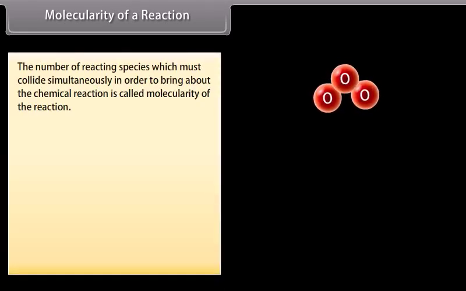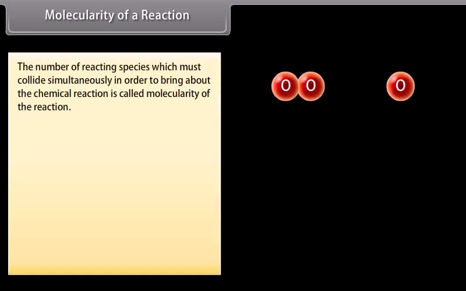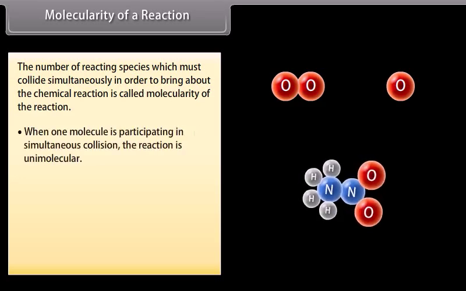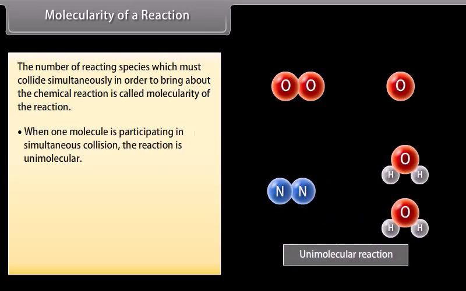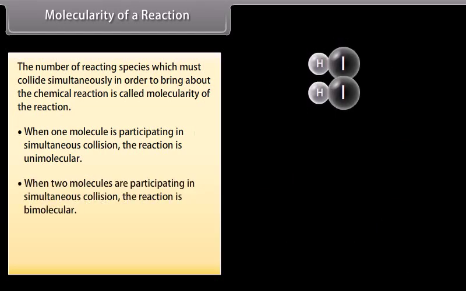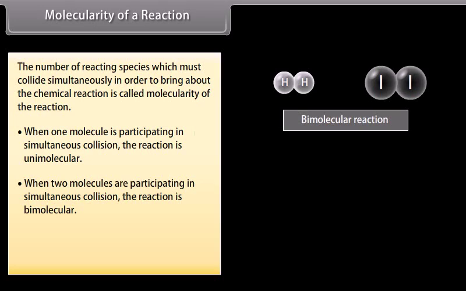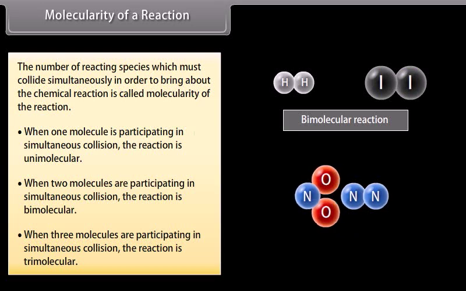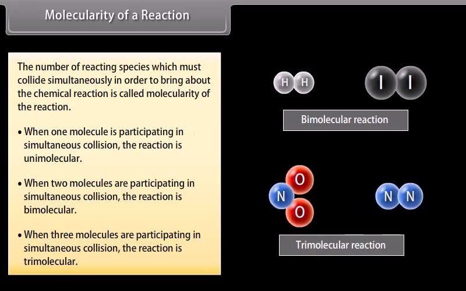Molecularity of a reaction. The number of reacting species which must collide simultaneously in order to bring about the chemical reaction is called the molecularity of the reaction. When one molecule is participating in simultaneous collision, the reaction is unimolecular. When two molecules are participating in simultaneous collision, the reaction is bimolecular. When three molecules are participating, the reaction is trimolecular. Molecularity of a reaction is always a whole number.